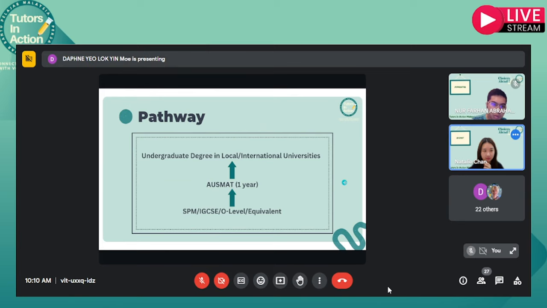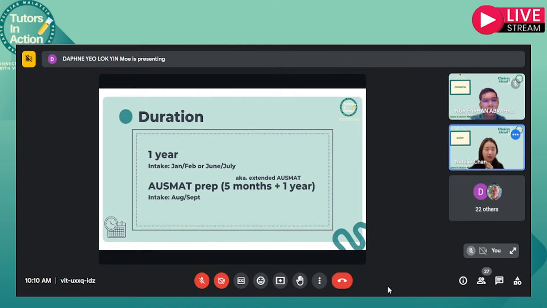So the duration for AUSMAT, there are two different types. AUSMAT takes up 1 year, and the intake will be in January, February, or June, July. And AUSMAT prep, also known as extended AUSMAT, will take up 5 months plus 1 year. And the intake is usually in August or September, but the intake months depends on which college you go to. So for example, back in MCKL, the intake will be in January, but in Sunway, the intake will be in February.